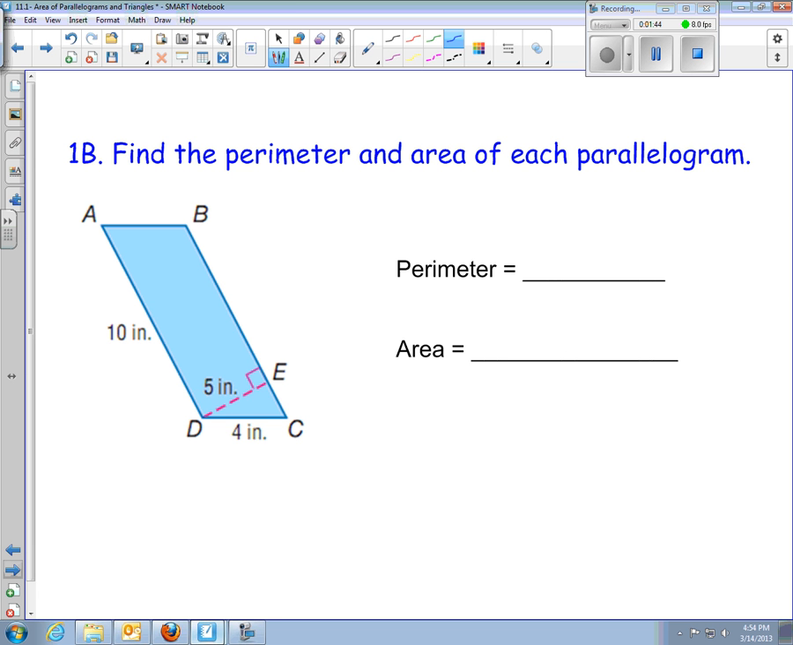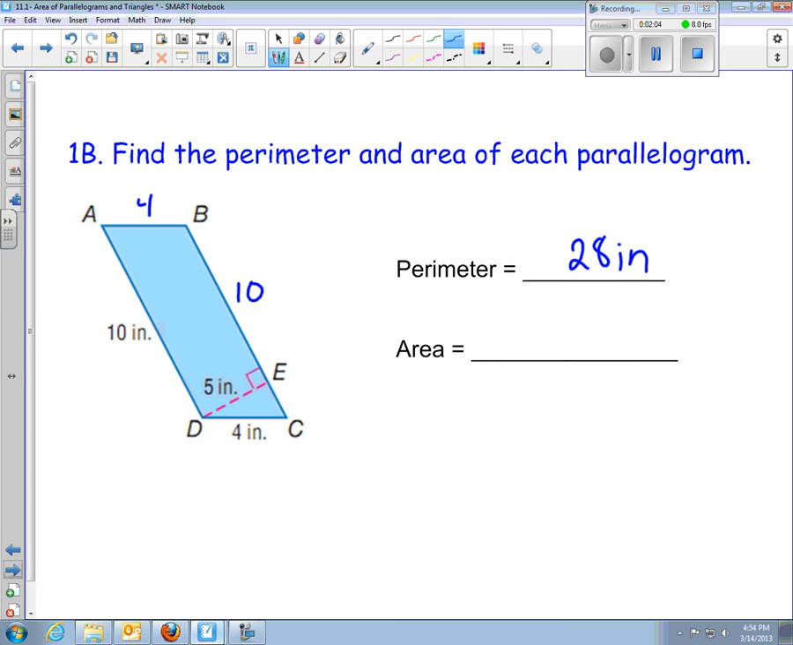All right, let's look at this next problem here. Again, we're going to ask for perimeter and our area. So I'm going to take this 10 and bring it over to the other side. And I see I have 4 there. So 4 plus 10 gives us 14, plus another 4 and 10. We have a perimeter of 28 inches.